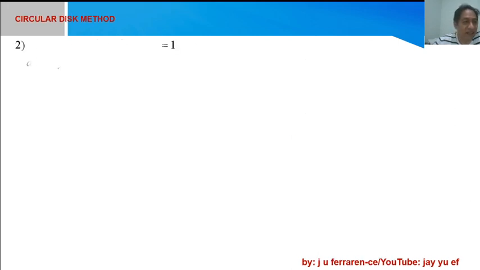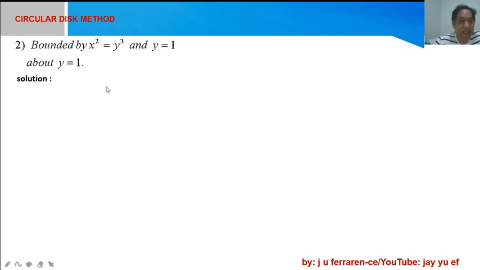So, let's try another example. Our region is bounded by two curves. What are the curves, sir? We have x squared equal to y cubed. This is a semi-cubical curve, or a semi-cubical parabola. Okay? So, another boundary is a horizontal line, y equal to 1. And it will be revolved on a line which is also a boundary to the region, which is y equal to 1.